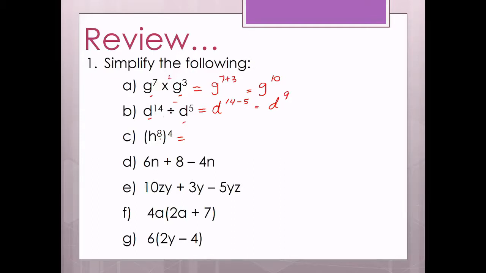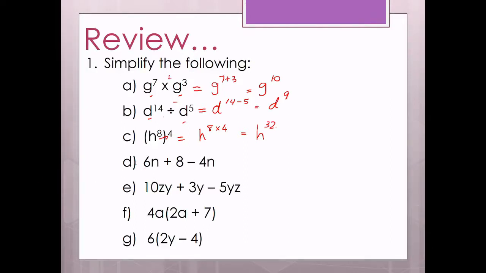And the last one here, we've got h to the 8 raised to the power of 4. So we're raising a power to a power. And when we raise a power to a power, we multiply the powers together. And so you hopefully got h to the power of 32. So they should be pretty much locked in and pretty solid.